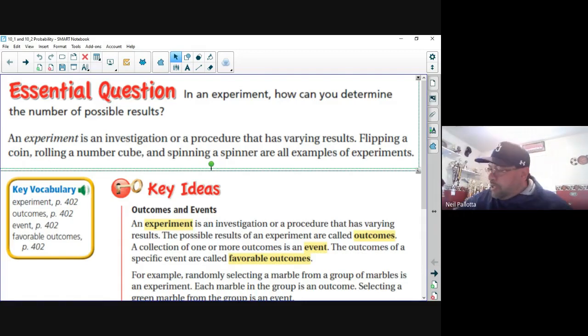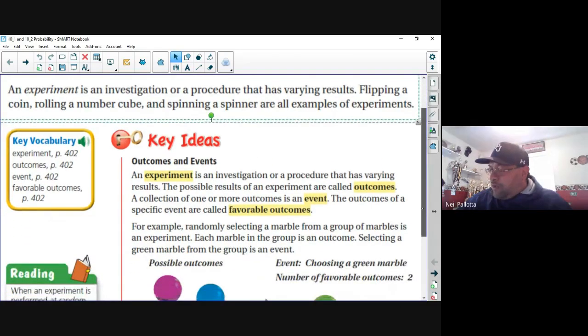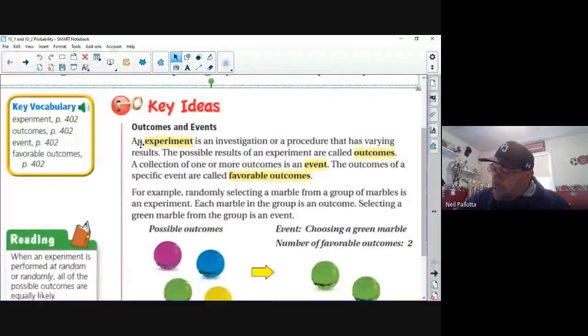If we look carefully at the vocabulary here, an experiment is an investigation or a procedure that has varying results. The possible results of an experiment are called outcomes. A collection of one or more outcomes is an event. The outcomes of a specific event are called favorable outcomes. So there's 4 vocabulary words in that first paragraph, all right?